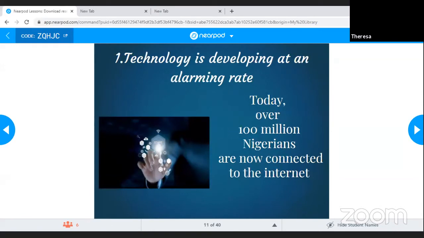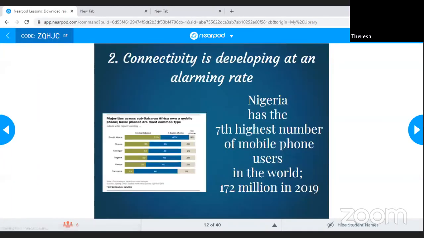The first thing that I'd like to focus on is, because we are intent on focusing on Nigeria this morning, we're going to take a look at some of the facts that I've come up with in my research. Reason number one is technology is developing at an alarming rate. Today, over 100 million Nigerians are now connected to the internet. I wanted you to think about that. 100 million Nigerians are connected to the internet.